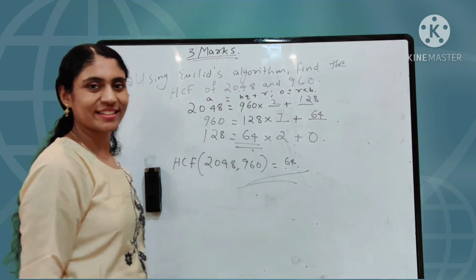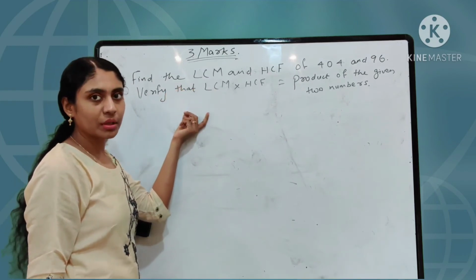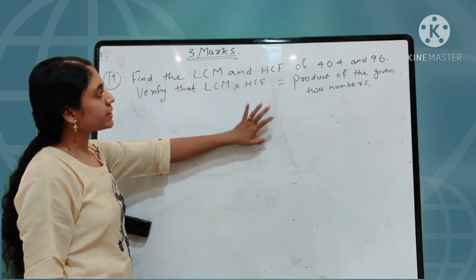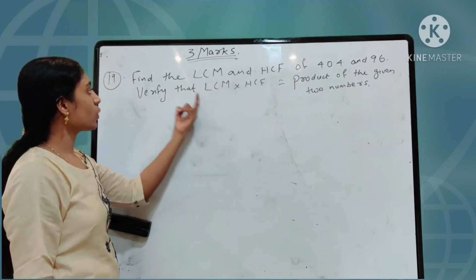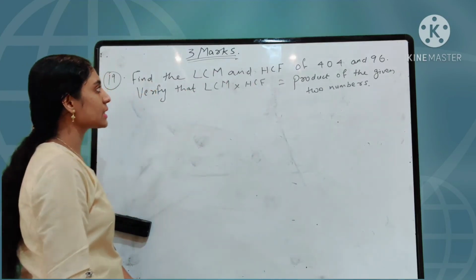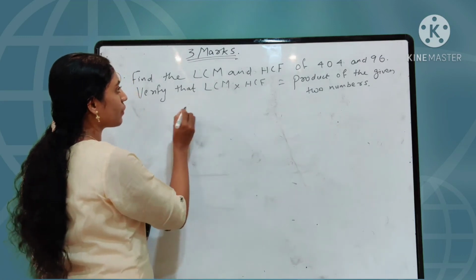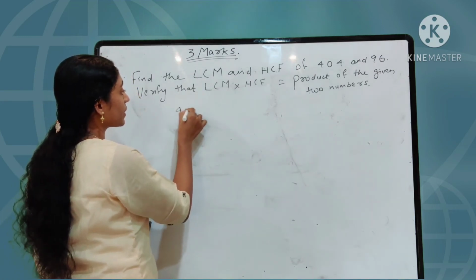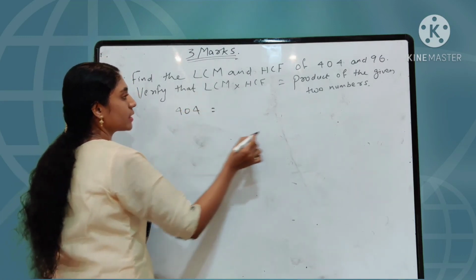Got it, friends? Friends, this is another 3-mark question. Find the LCM and HCF of 404 and 96. Also verify that LCM into HCF is equal to product of the given two numbers. Easy question, right? So first we have to find the prime factors of 404 and 96, right?